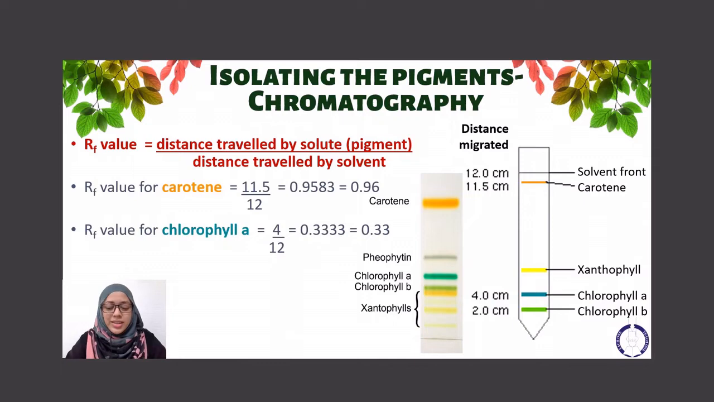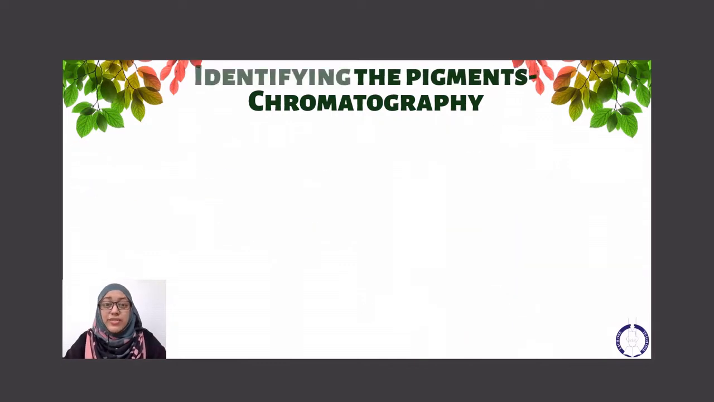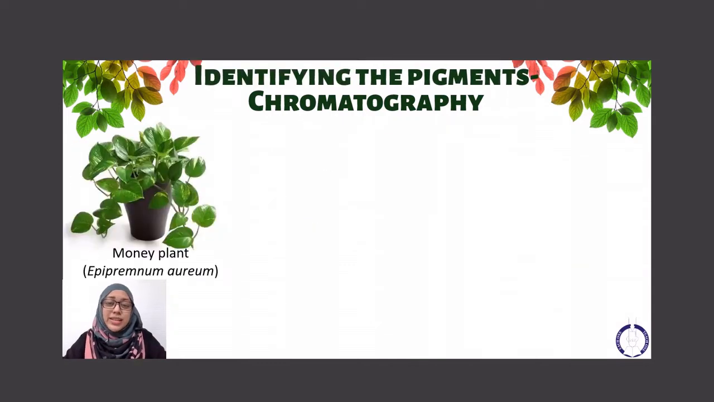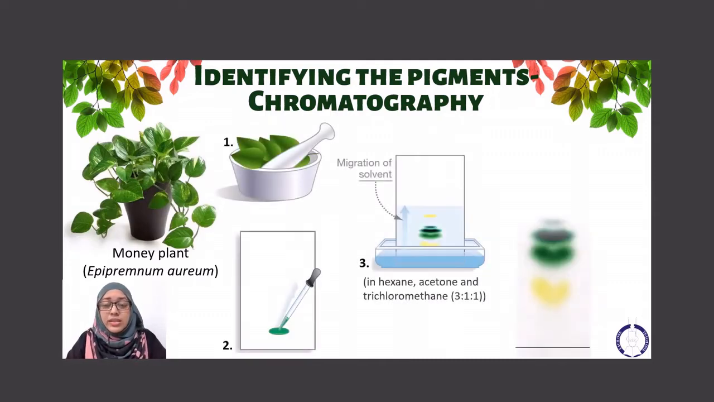Alright? So let's use this information that we've learned so far to identify the pigments in, say, a money plant that I have. I'm interested in knowing how many different pigments there are in this money plant, and I also want to know what's the most abundant pigment in it. So what do I do? Well, I'll carry out chromatography. I take out the leaves, make a solution out of it, use a particular solvent, separate it out, and I get the results here.